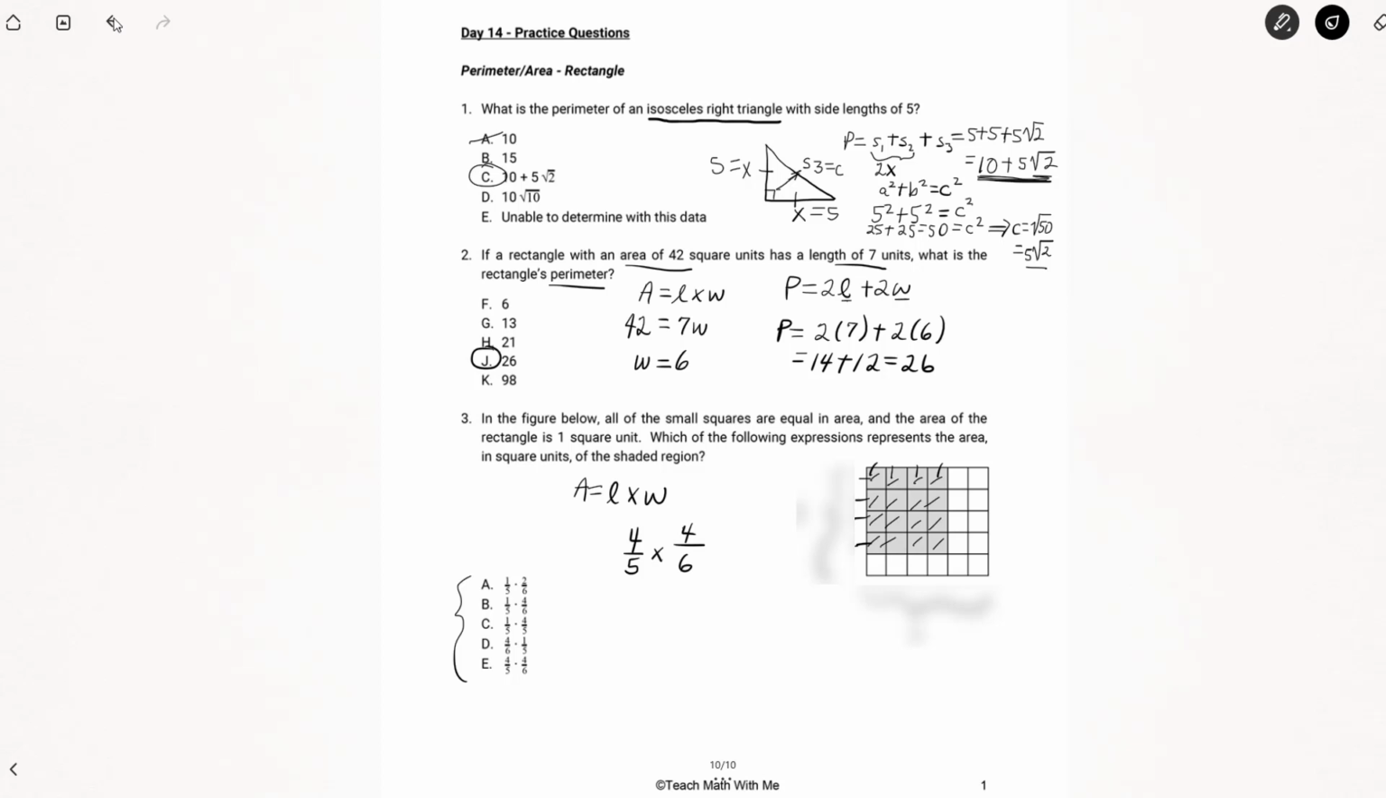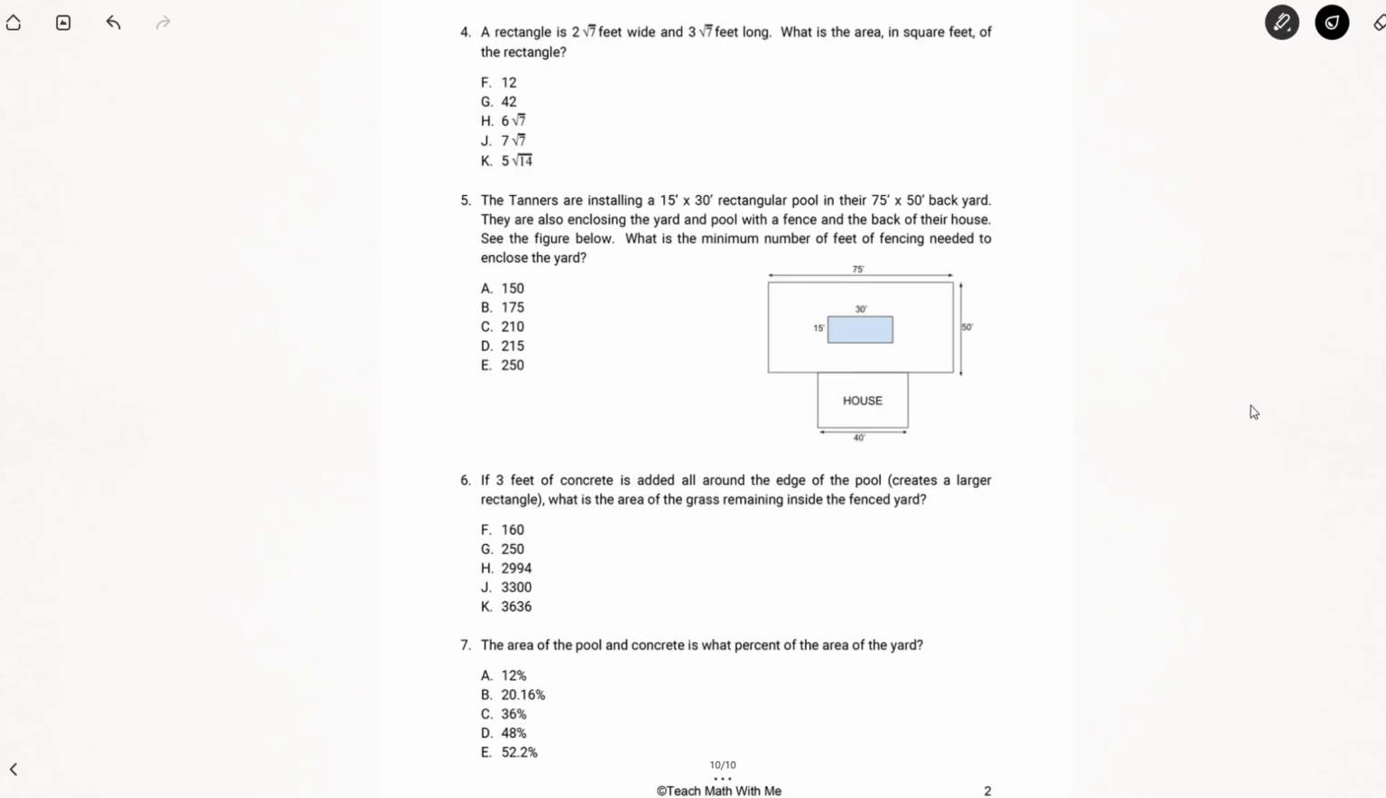And that corresponds to answer choice E, 4/5 times 4/6. All right, now let's look at the back side of these questions.